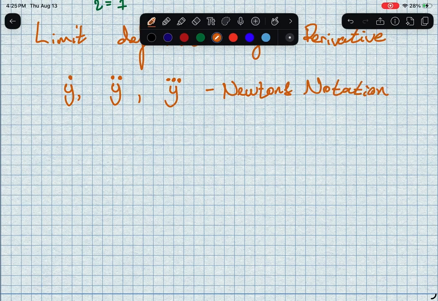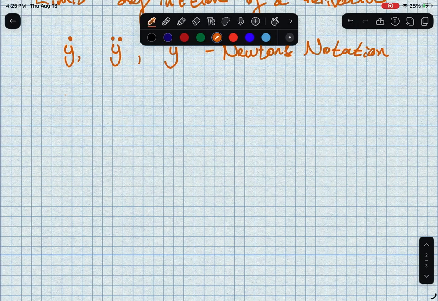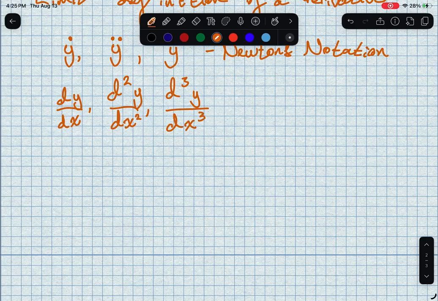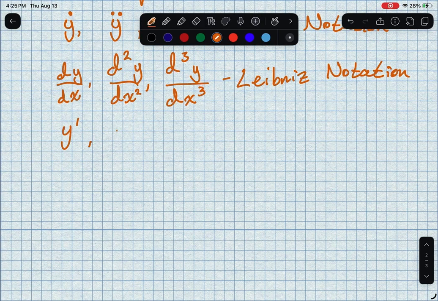The Leibniz notation, which is the most commonly used one, will have dy dx. This is the derivative of a function y with respect to x. For its second derivative, it will have d2y dx squared. Now this is not actually an x squared, it's just representing the second derivative. And then it will have d3y dx cubed for the third derivative. This is Leibniz notation. And then function notation or Lagrange notation would be y prime, y double prime, y triple prime. This is function notation.